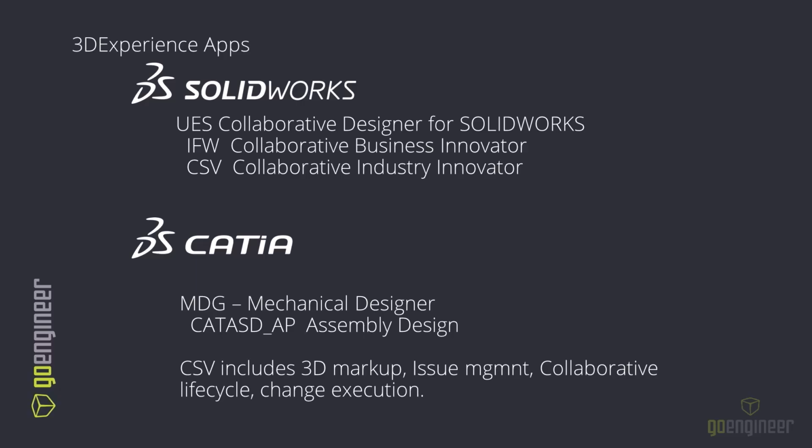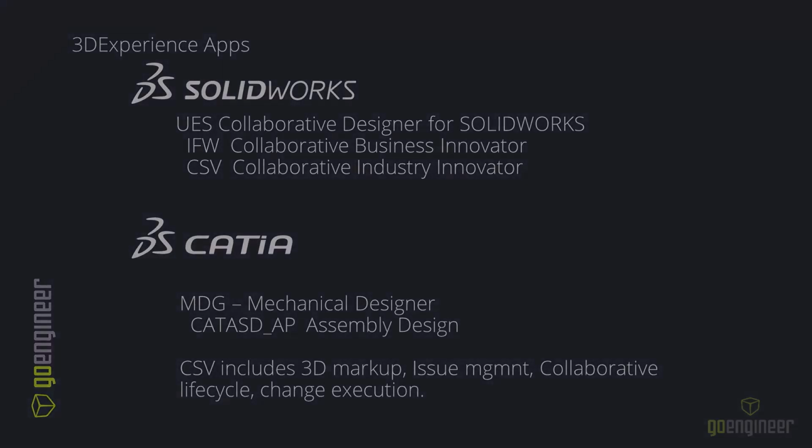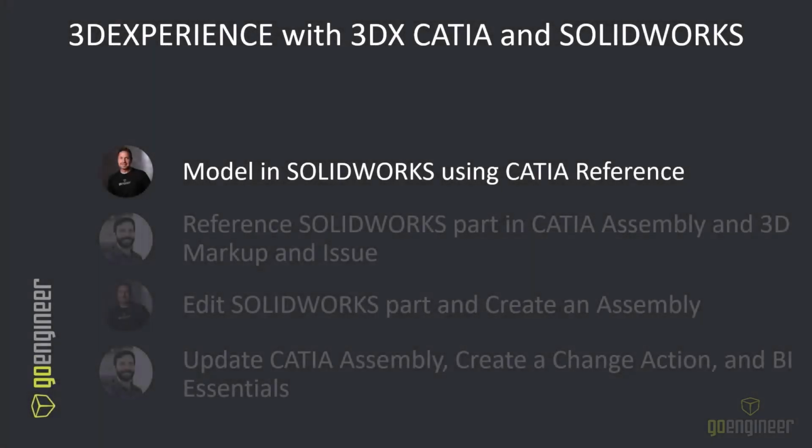On the CATIA side, we'll be using MDG, which is Mechanical Designer, which also includes part design and assembly design. For the most part, we'll be sticking with assembly design. And Mechanical Designer also has CSV, which is Collaborative Industry Innovator, and we'll be presenting some of the apps like 3D markup, issue management, collaborative lifecycle, and change execution. All right, so let's get on to modeling in SOLIDWORKS using a CATIA reference.